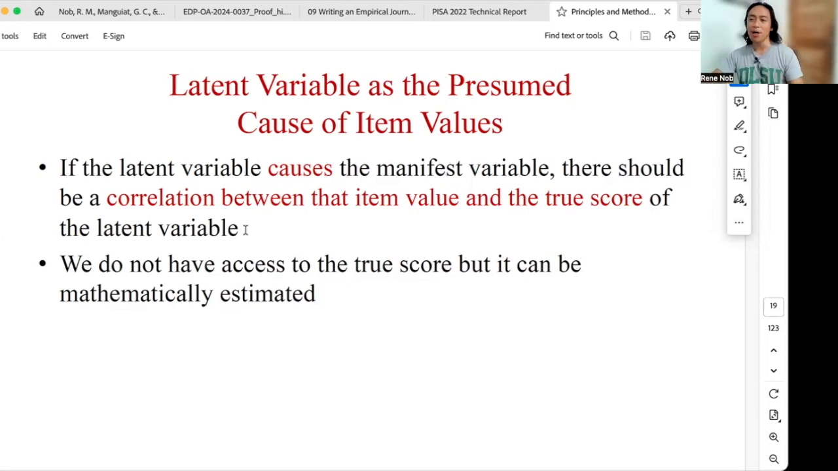However, there is a problem there because we can never know what the true score is. The true score is another one of these hypothetical things. We can never know the true score. But it doesn't stop us from mathematically estimating the relationship between the true score and the scale score. And that will be our topic for the next part of the series when we talk about validity and reliability.